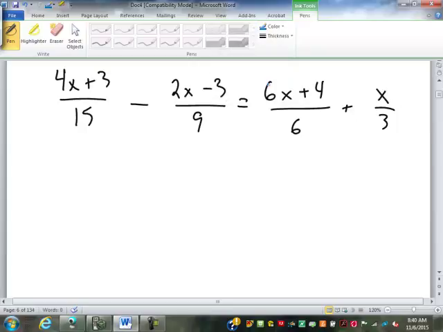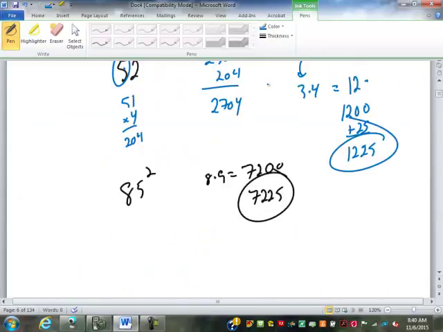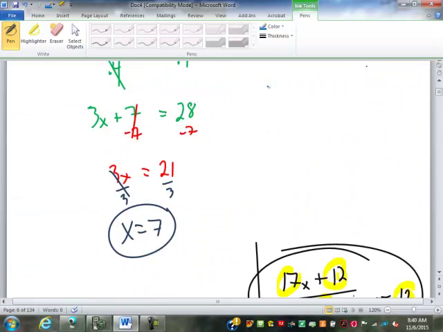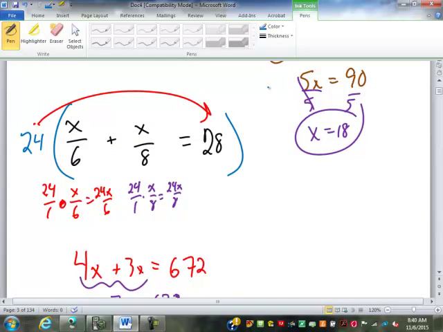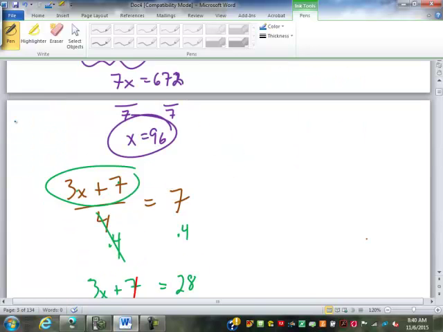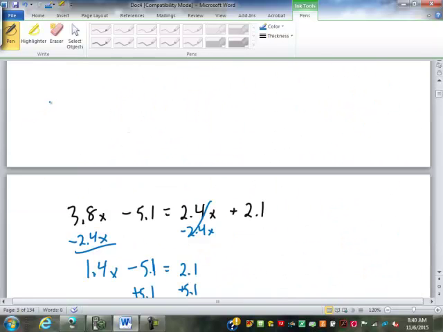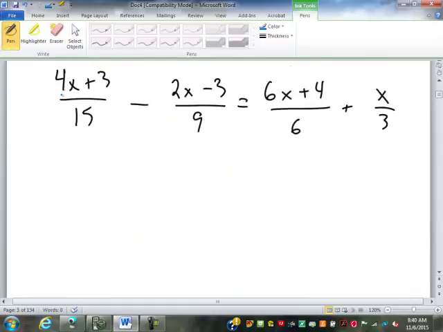Something like this. What would we do? Well, we're going back to what we were doing up here, where we had to do that. I guess it's further up than I thought. We had to find that least common denominator and multiply by it. Only here we have a few denominators. We've got 15, 9, and 6. We have to find our least common denominator of all those.